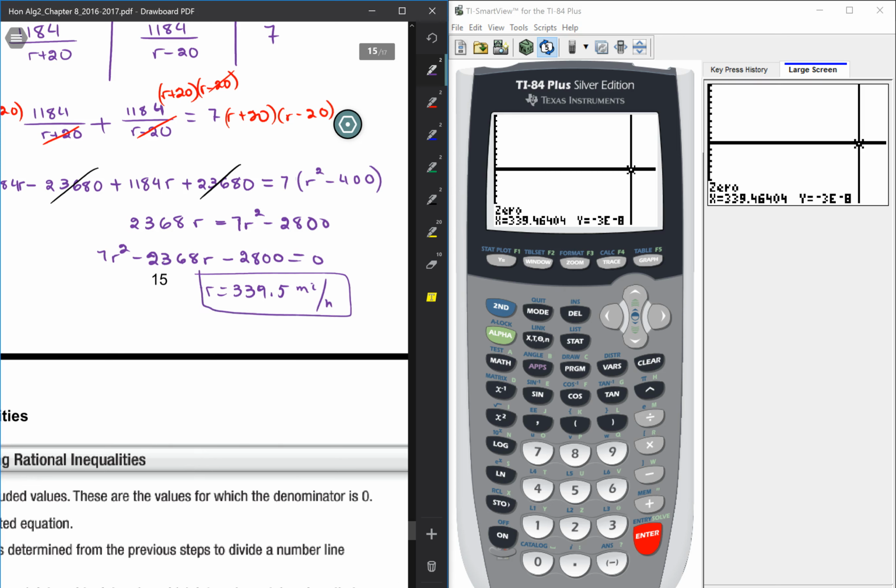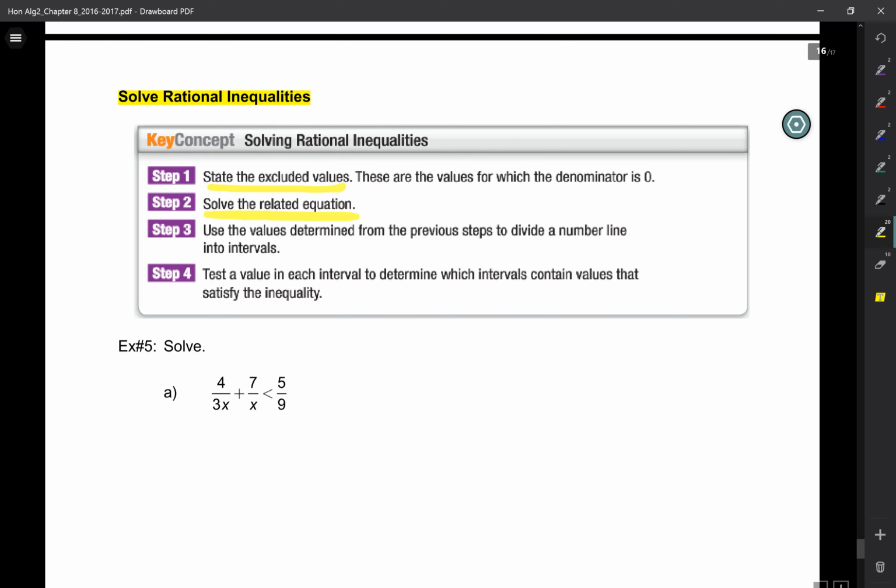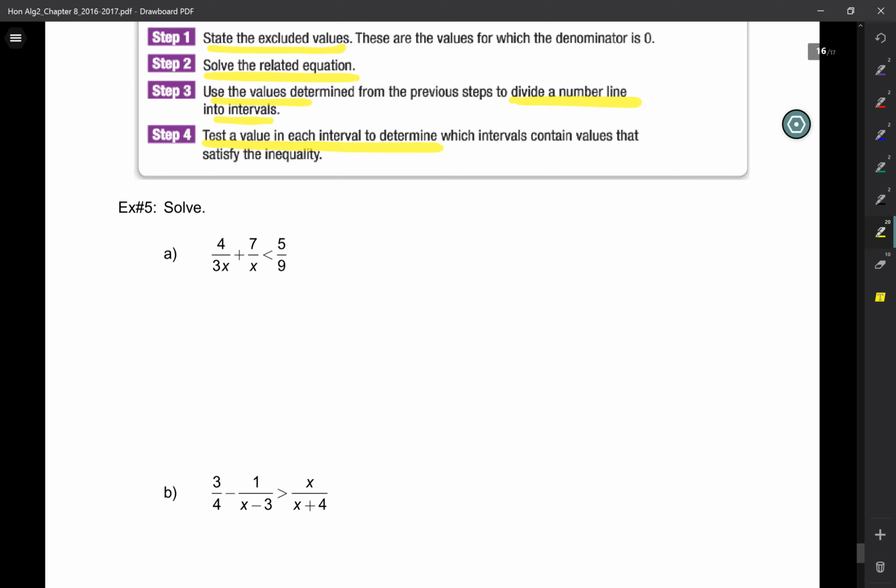Okay? Let's move on to solving rational inequalities. Rational inequalities are where you don't have an equal sign, but you have an inequality. So what we're going to do, again, is state the excluded values or the restrictions. We're going to solve the inequality as if it were an equation, multiplying by the LCD. But then we want a range of values. We don't want just one value for the inequalities. We want a range of values that make the inequality true. So we're going to use the values to divide a number line into intervals, and then we're going to test the value in each interval.